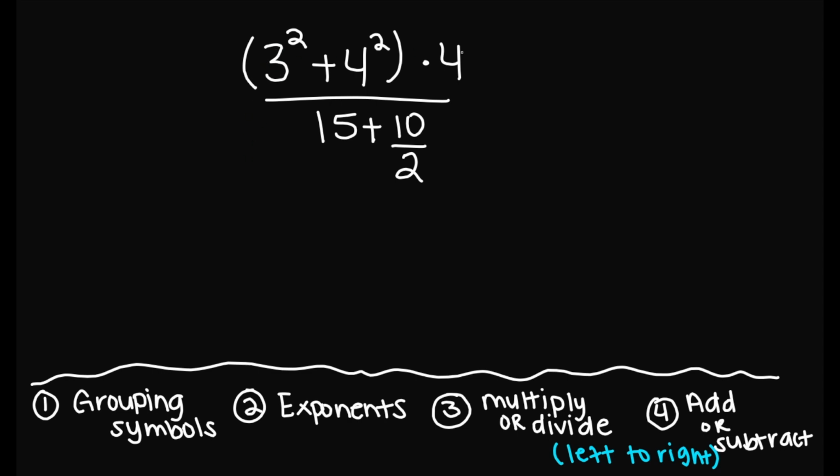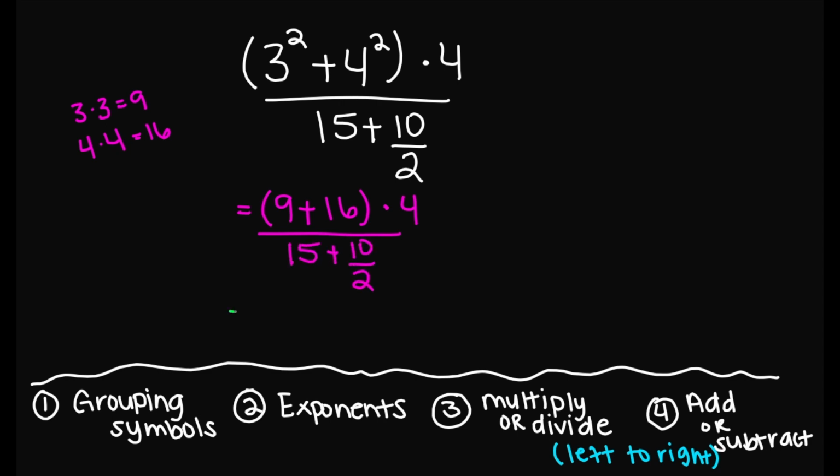So 3 squared, this is going to equal 9. So you have 9. And then you have 4 squared. So 3 times 3, this is 9. And then 4 squared, this is going to equal 16. So you have 9 plus 16 inside parentheses. And then times 4. And all of that is going to be over 15 plus 10 over 2. So I'm going to continue solving inside my parentheses.